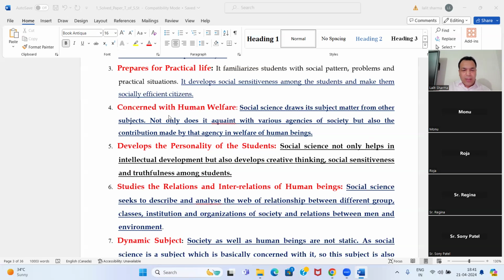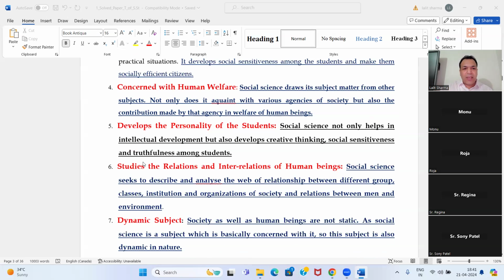Science, as a subject, makes you practical. It gives you practical knowledge. The fifth is that it develops the personality of the student. Social science not only helps in intellectual development, but also develops creative thinking, social sensitiveness, and truthfulness among students. Right?